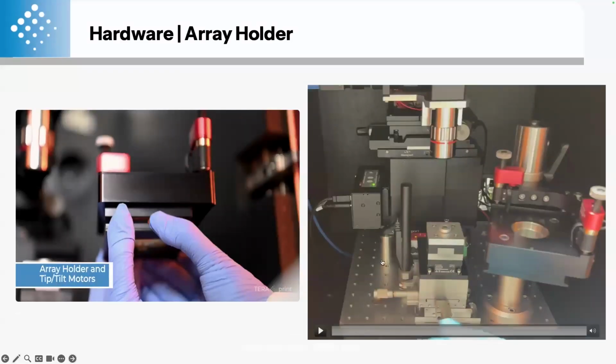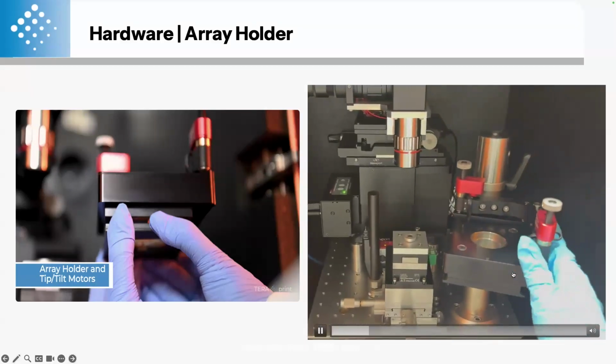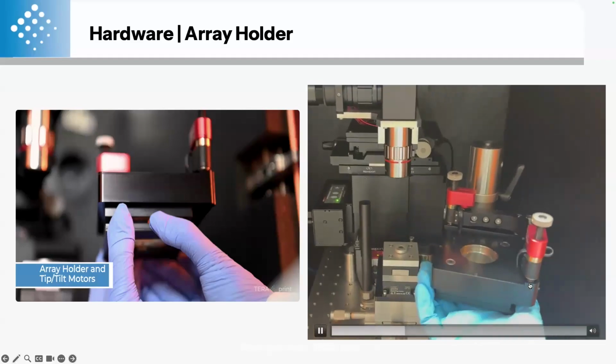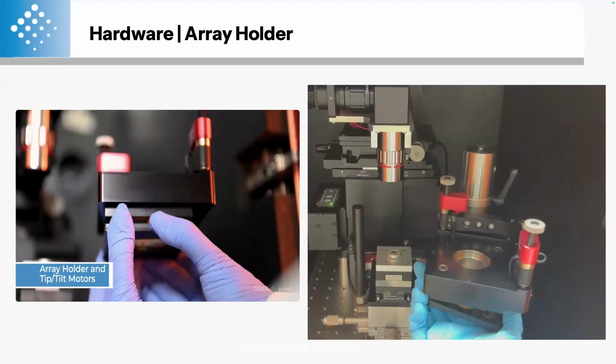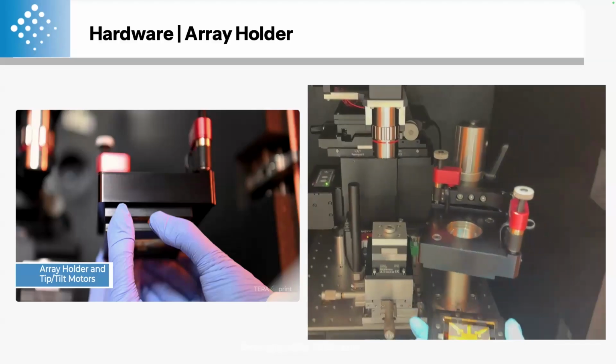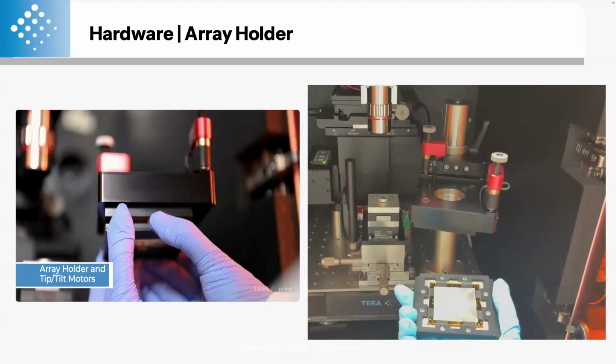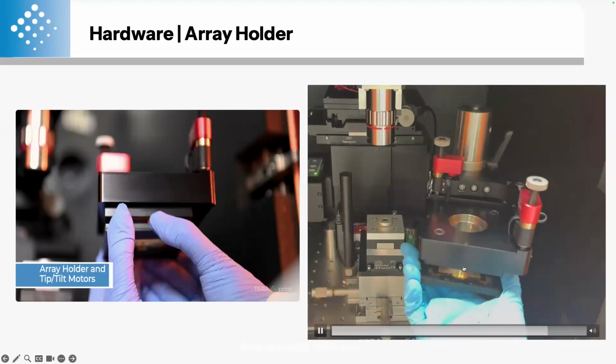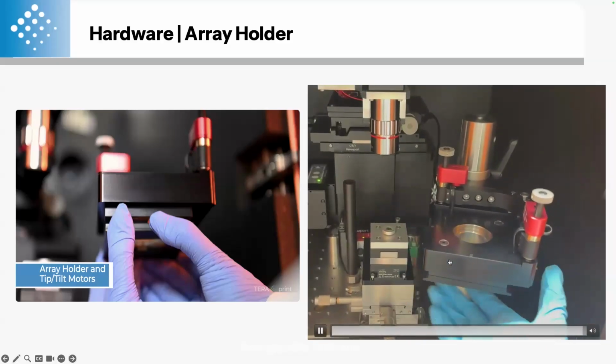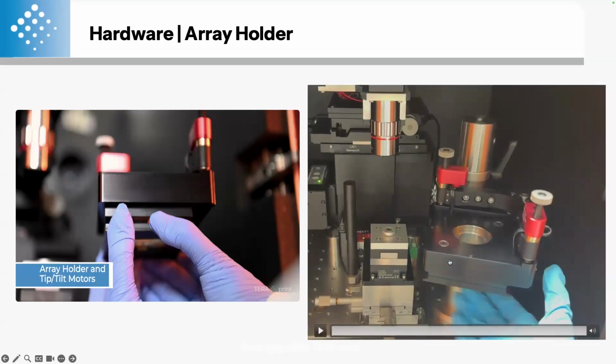This is the array holder. You see in this picture, I'm detaching the bottom of the array holder, and the array can be inserted facing down inside the array holder. Make sure your hand never touches the bottom of the array, because that's the part you want to make sure is clean and will be physically aligned.